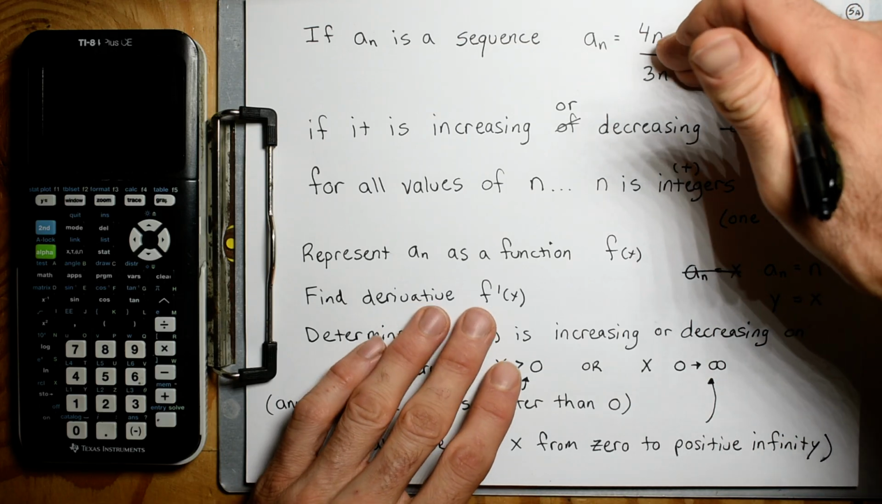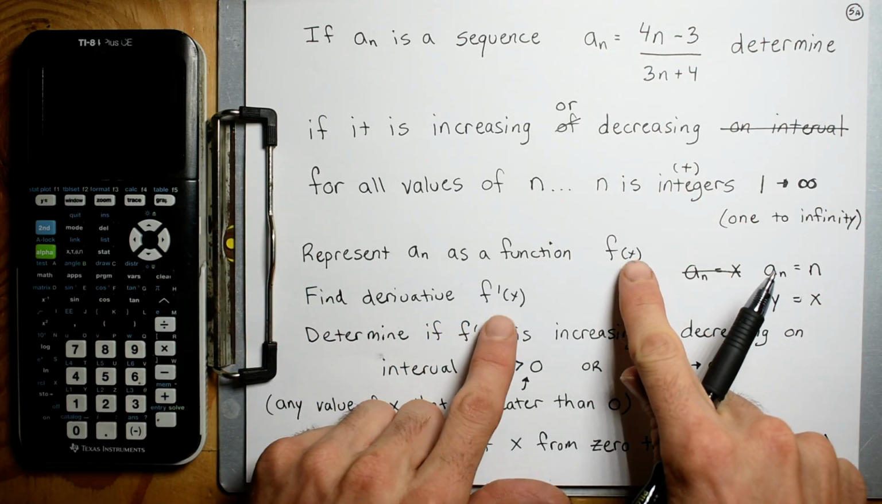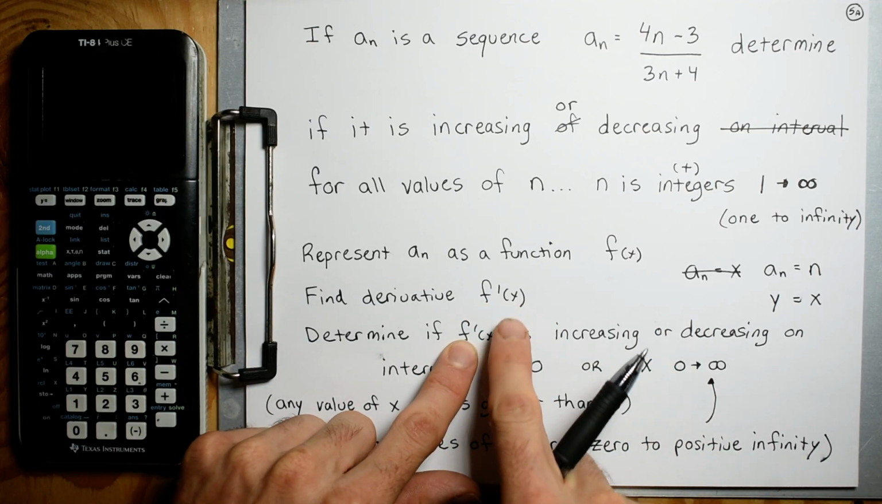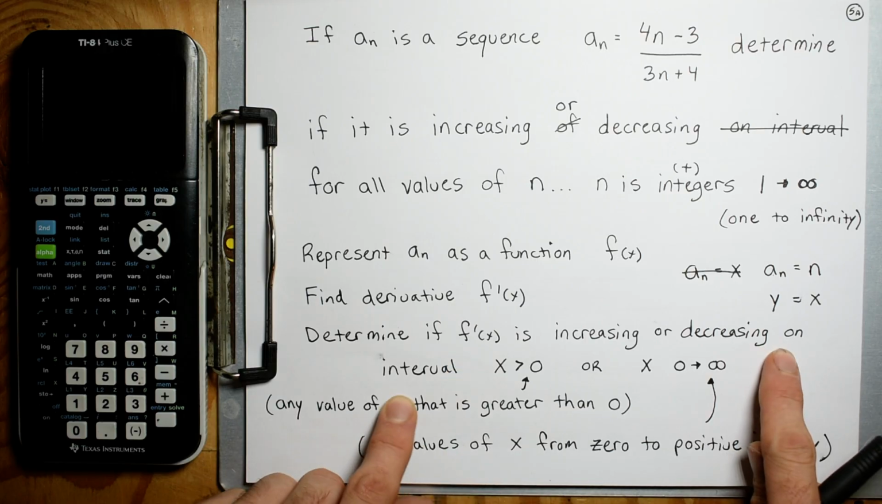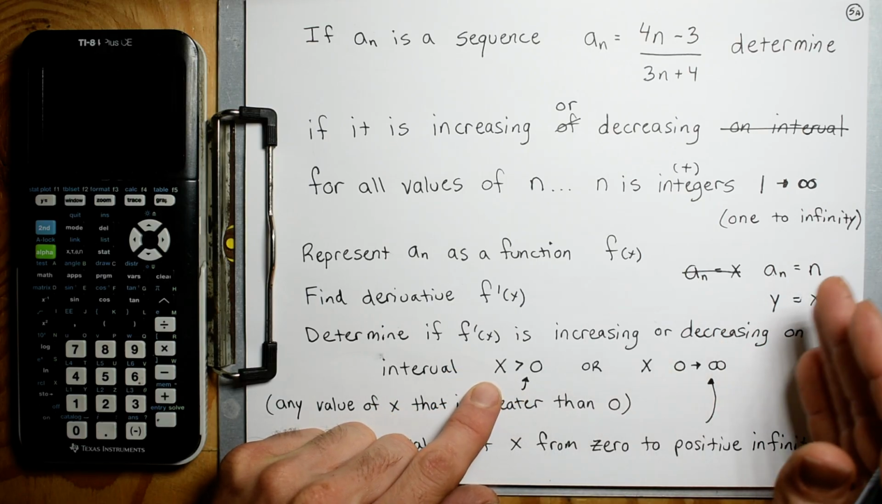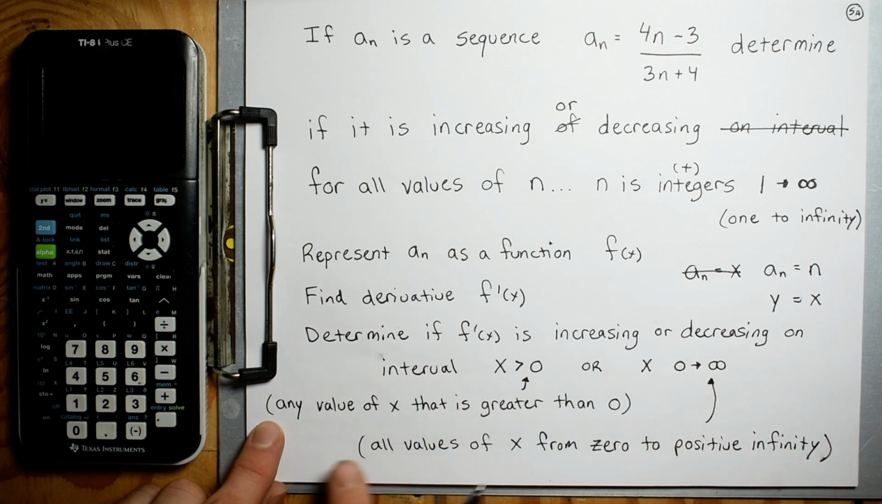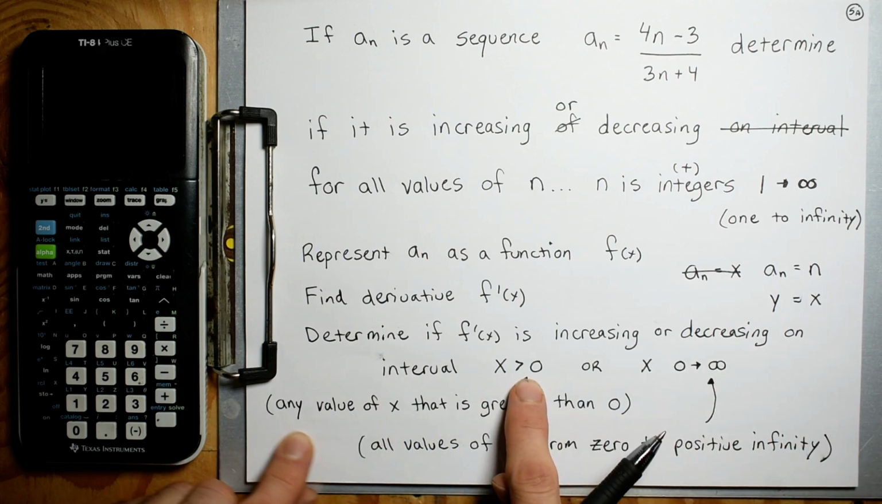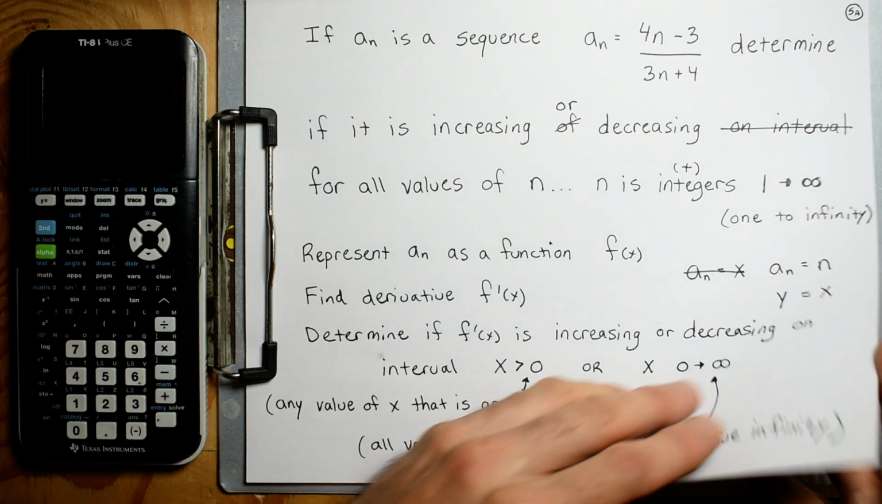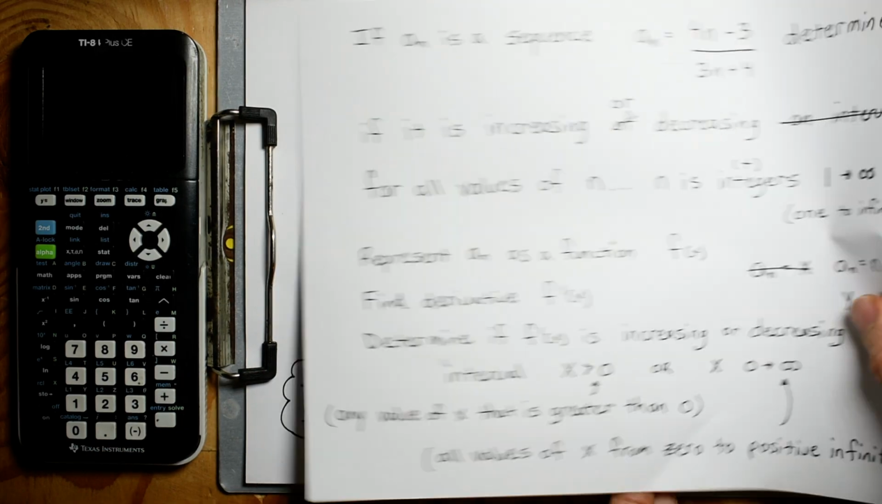Once we have this represented as a function, then we can find the derivative of this function and determine if this derivative is increasing or decreasing on the interval where x is greater than 0, or 0 to infinity. Any value of x that is greater than 0, and all values of x from 0 to positive infinity. All right, so let's do that.